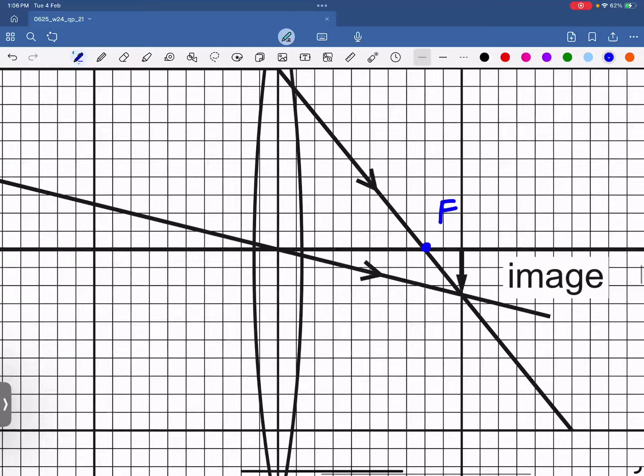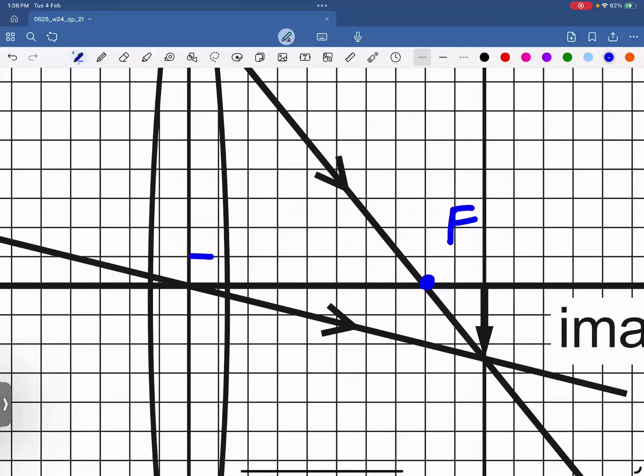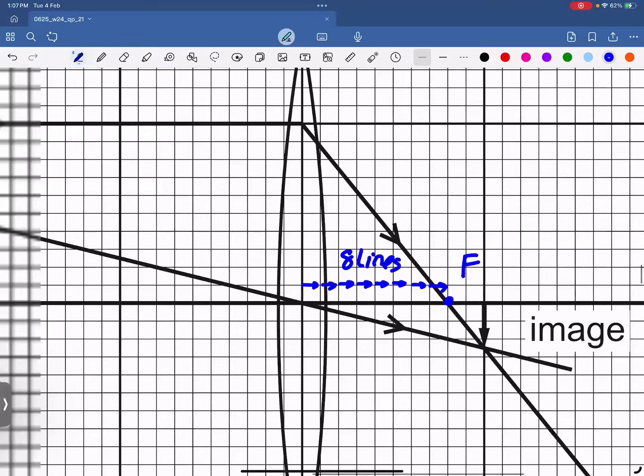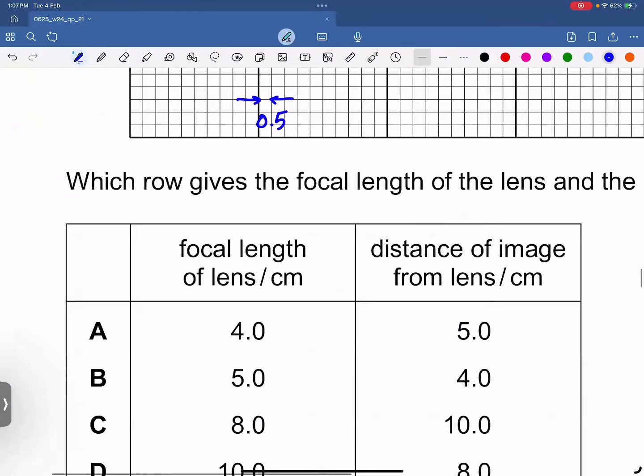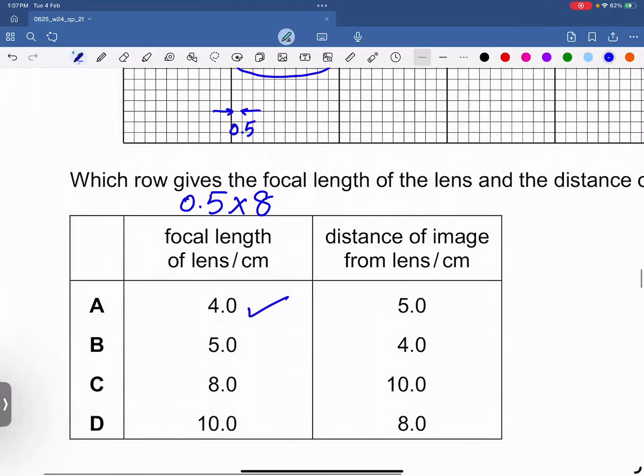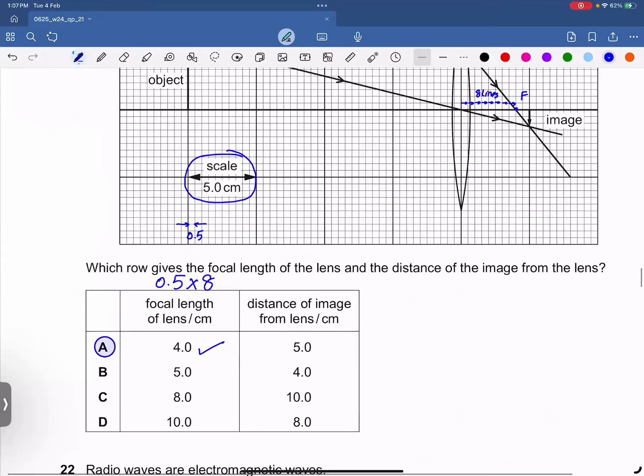So let's go. Focal length you will take from the center. So 1, 2, 3, 4, 5, 6, 7, and 8. 8 small lines are there. And I told you each small line is 0.5. So focal length will be 0.5 multiplied by 8 small lines. If you multiply them, that's 4. There is no other option. So we don't need to look at the distance. Once you found the focal length, you can choose the option A, my dear students.